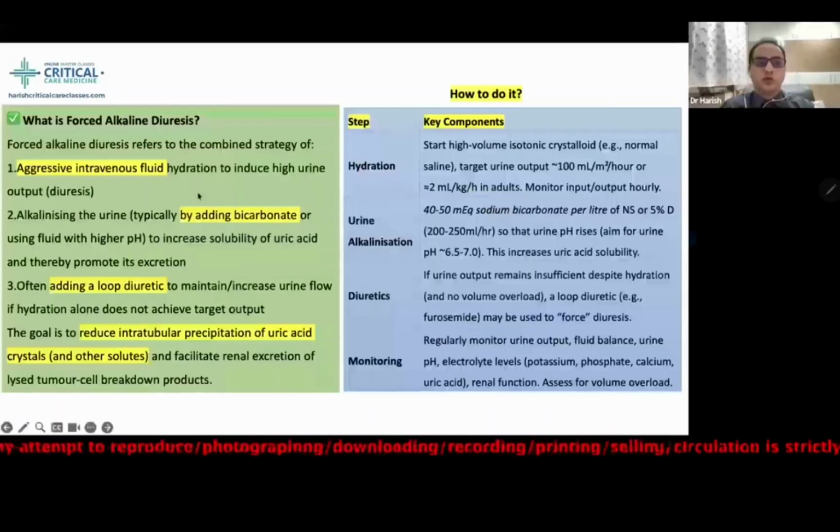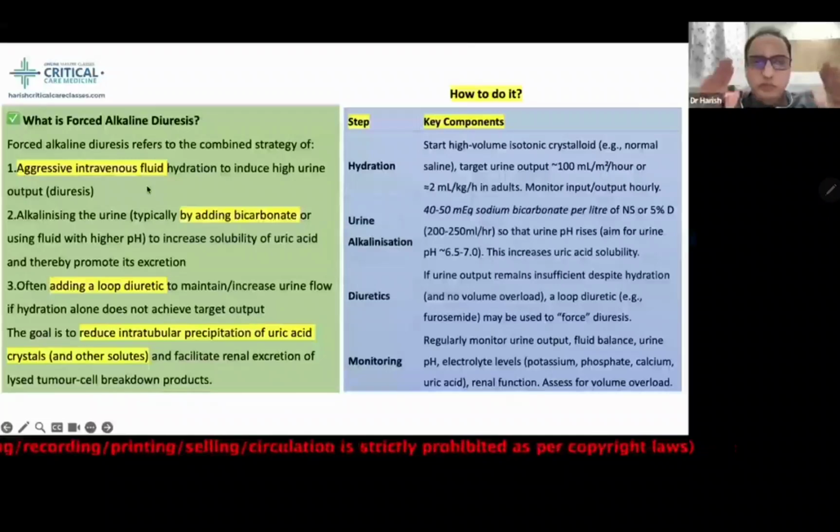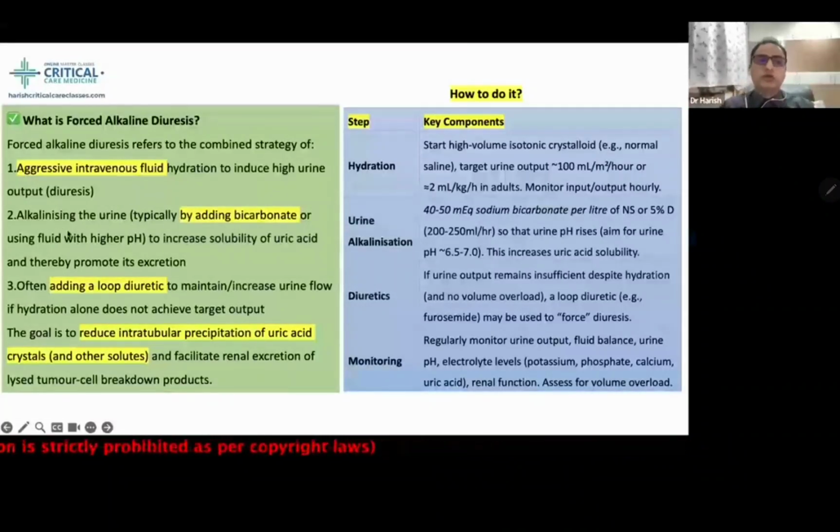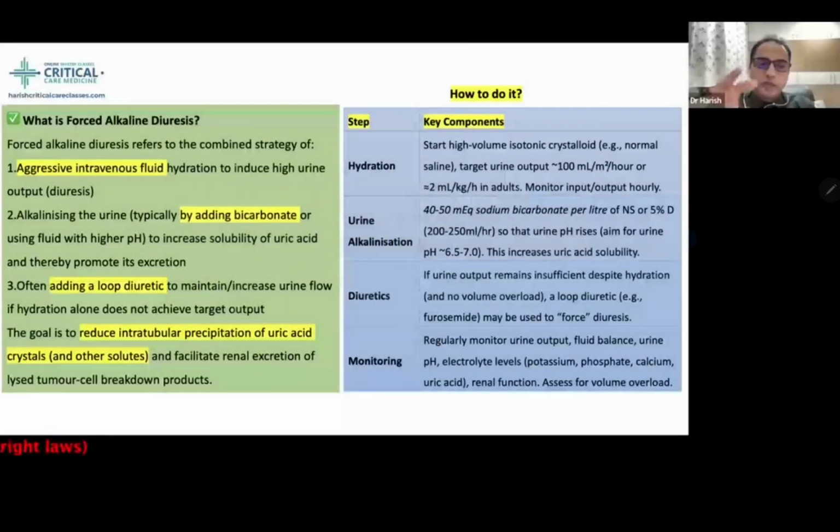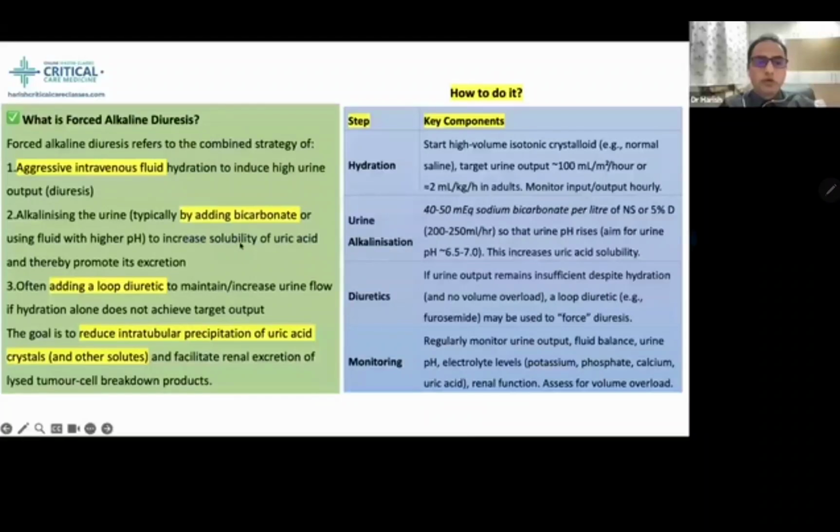So forced alkaline diuresis, what exactly is it? It is a combined strategy of aggressive IV fluid hydration to induce high urine output, that is diuresis. Then alkalinize the urine, that is the next strategy, typically by adding bicarbonate or using fluid with a higher pH to increase solubility of uric acid and thereby promote the excretion of the uric acid.